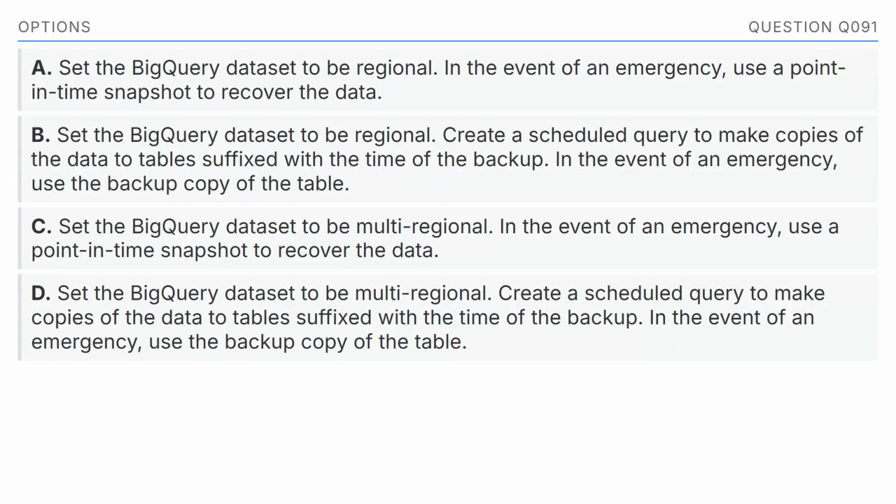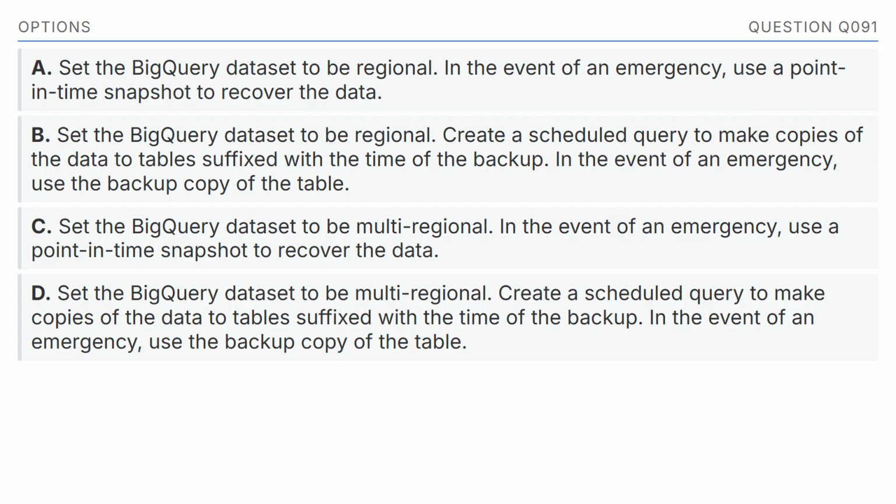The options are: Option A, set the BigQuery dataset to be regional. In the event of an emergency, use a point-in-time snapshot to recover the data. Option B, set the BigQuery dataset to be regional. Create a scheduled query to make copies of the data to tables suffixed with the time of the backup. In the event of an emergency, use the backup copy of the table.